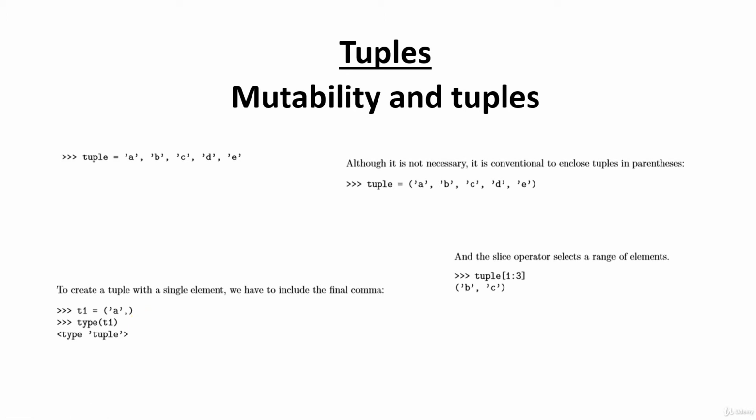Syntax issues aside, the operations on tuples are the same as the operations on lists. The index operator selects an element from a tuple, and the slice operator selects a range of elements. But if we try to modify one of the elements of the tuple, we get an error. Of course, even if we cannot modify the elements of a tuple, we can replace it with a different tuple. It looks like this.